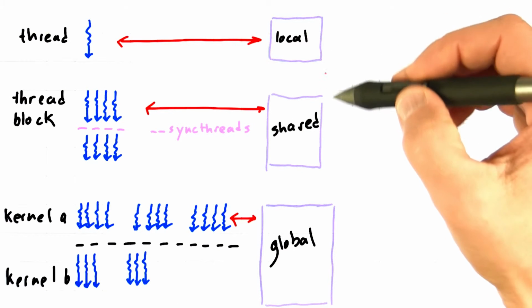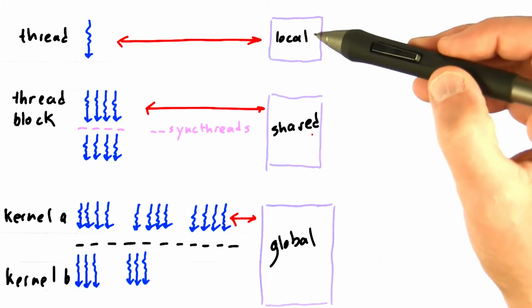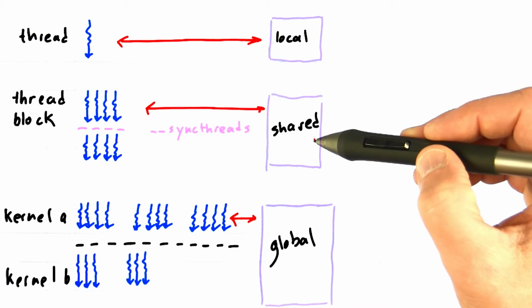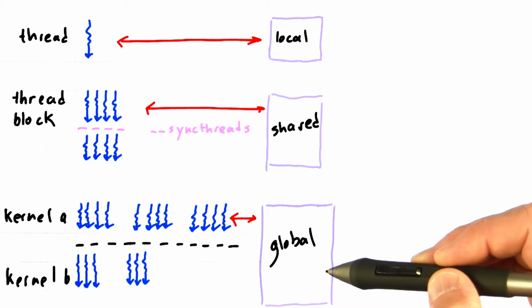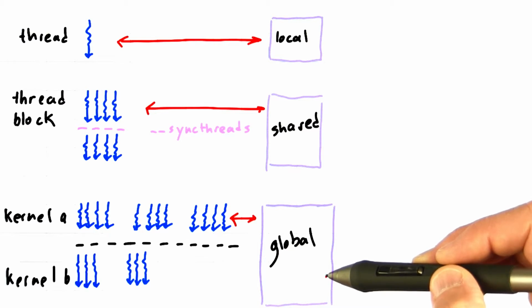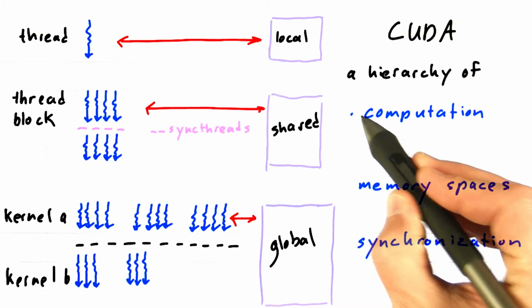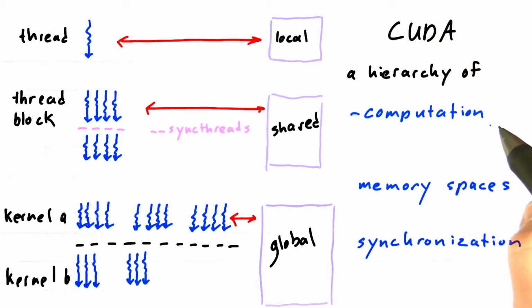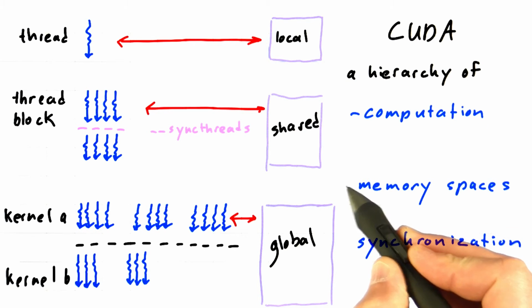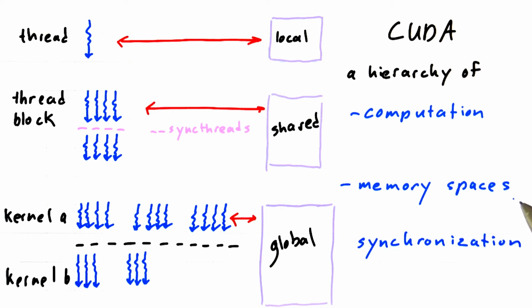So when you add in our memory model that we've talked about, where every thread has access to its own local memory, to its block's shared memory, and to the global memory shared by all threads and all kernels in the system, then what you've got is CUDA. At its heart, CUDA is a hierarchy of computation. That would be the threads, thread blocks, and kernels, with a corresponding hierarchy of memory spaces, local, shared, and global, and synchronization primitives, sync threads barriers, and the implicit barrier in between two synchronous kernels.